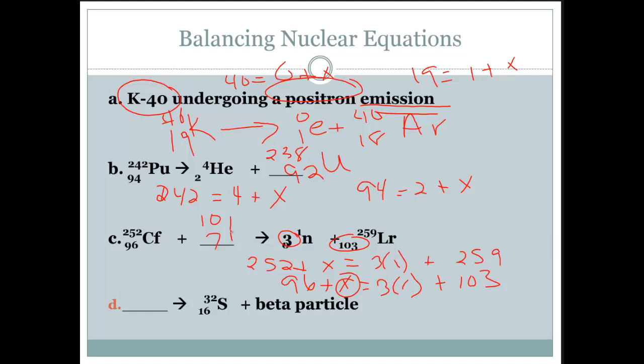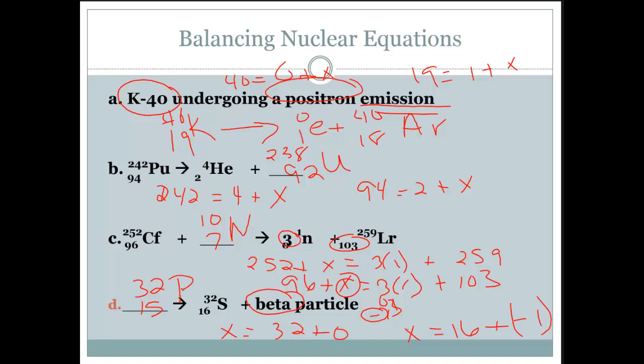And finally, we have x is equal to 32. A beta particle is 0 over -1, so plus 0 on the top. So I have 32 on the top. Then the bottom number is x is equal to 16 plus the bottom number is -1. That gives me 15. Look 15 up on the periodic table, and that's phosphorus.